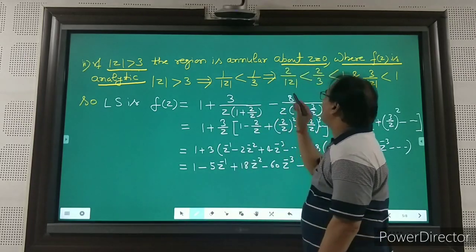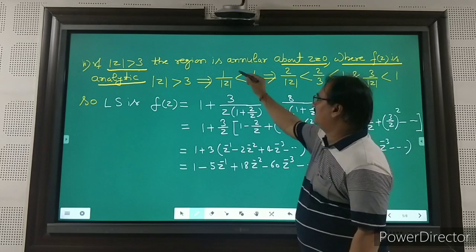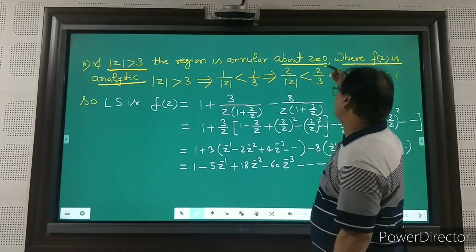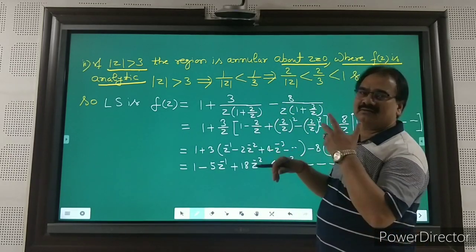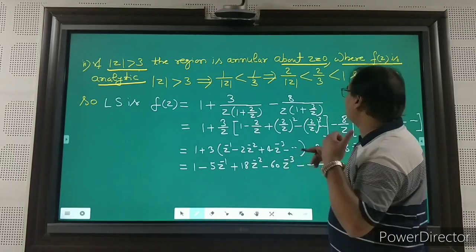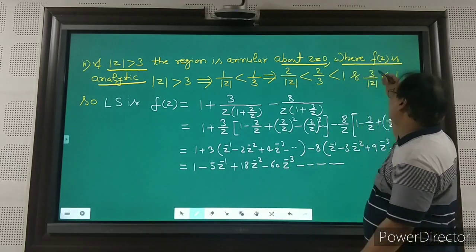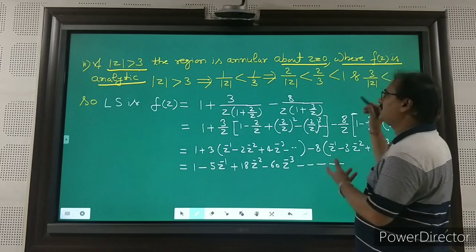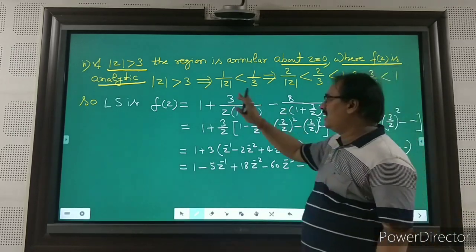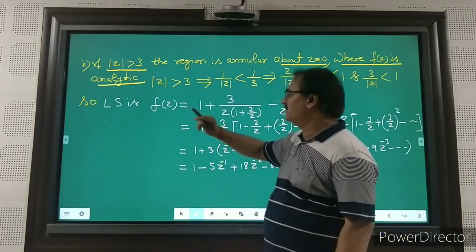You can rewrite it, and it means 2 by mod of z is less than 2 by 3. And of course 2 by 3 is less than 1. And if you look at 3 by z, then 3 by z is also less than, of course, 1. Now here you will do some mathematical manipulation in the series.